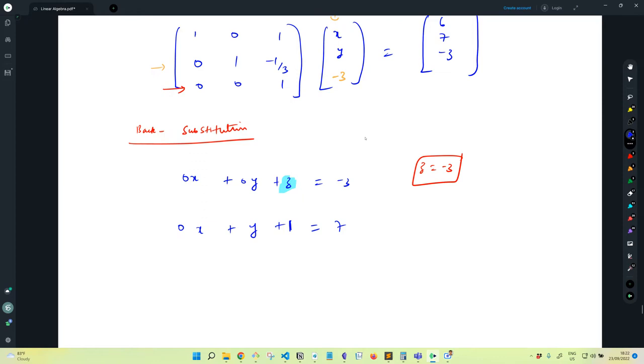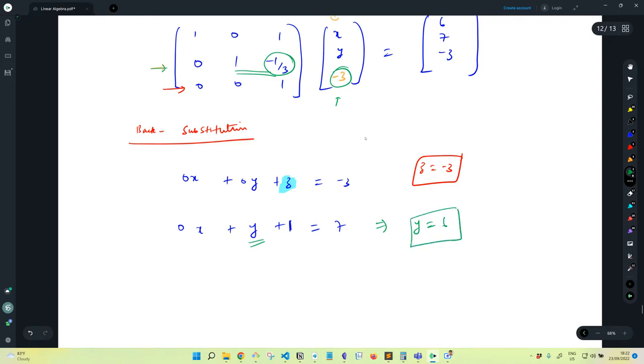Because you had the entries below the leading diagonal to be 0, in this second row there are two coefficients that are unknown, but the value of the variable corresponding to one coefficient is already obtained from the third row. When you multiply this row with this vector, you have already substituted the value of one unknown. That is why when you multiply this vector with the second row, you get only one unknown. From this I can readily see that y equals 7 minus 1, that is 6.